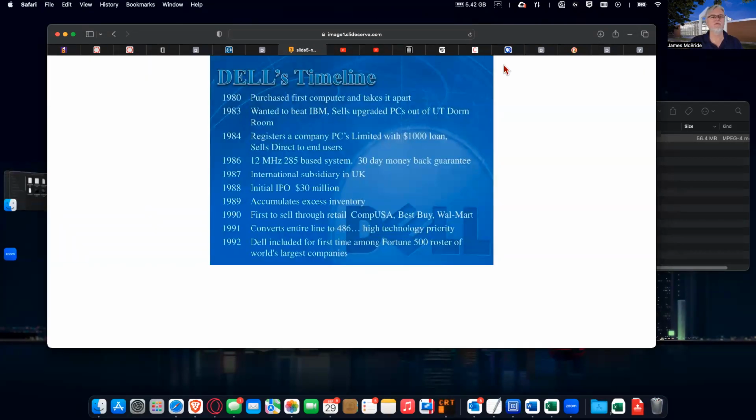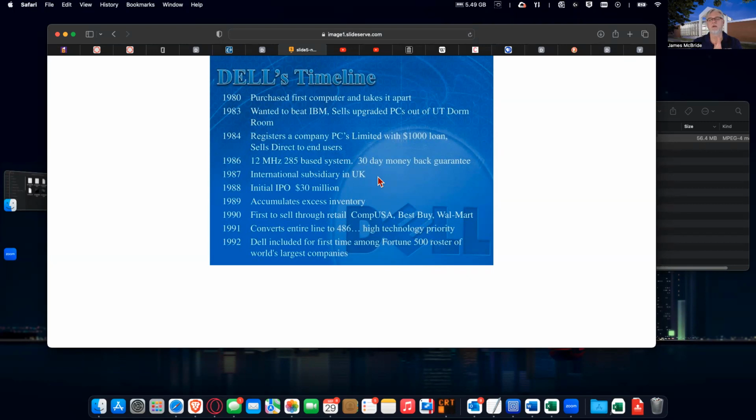All right, so here's a little information about Michael Dell. In 1980, he purchased his first computer, takes it apart, and then he wants to sell. I wanted to beat IBM, sells upgraded PCs out of his UT dorm room, which is true, University of Texas dorm room. And then he registers it. And then in 1986, 12 megahertz, 286 base system, 30-day money-back guarantee. And so this is when Dell starts to build lots of computers.